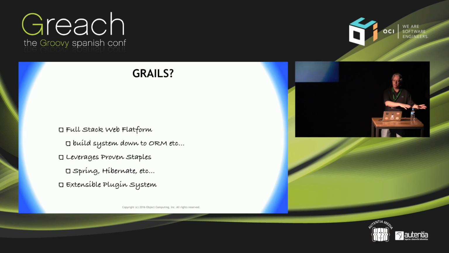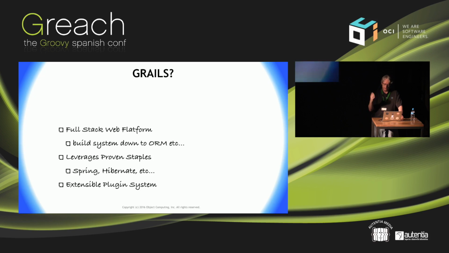So the JVM is this great place. We've got lots of languages that target the JVM. Separate but related to that, we've got the Grails framework. The Grails framework is a really, really powerful, really compelling platform for building web applications for the JVM. It's a full stack framework. It's built on top of proven staples like Spring and Hibernate and a number of other technologies. And an important part of the Grails story is the extensible plugin system.